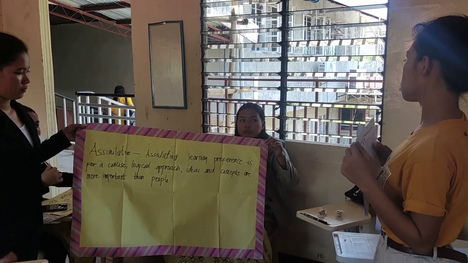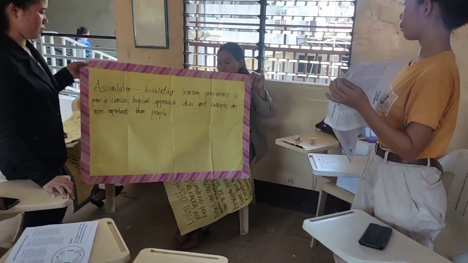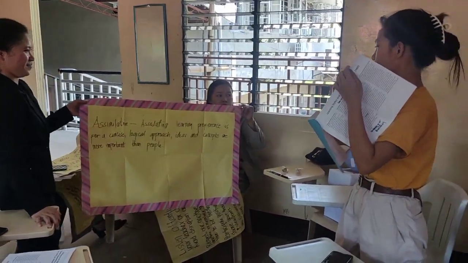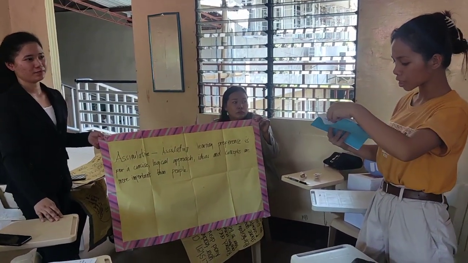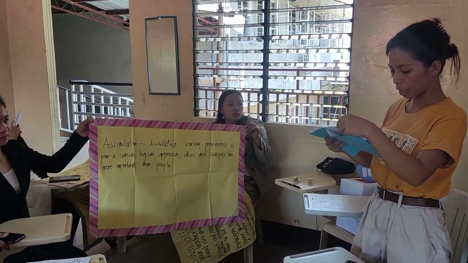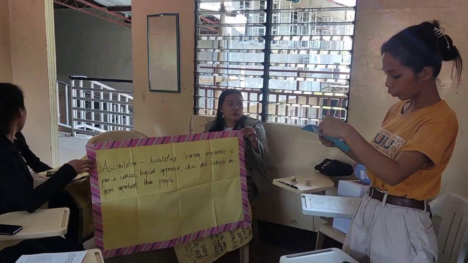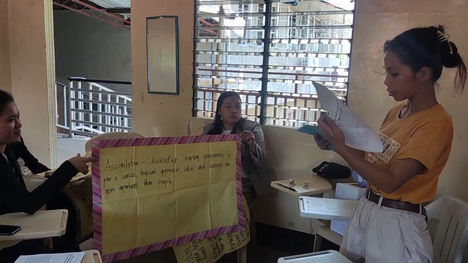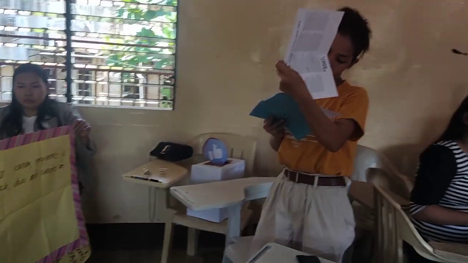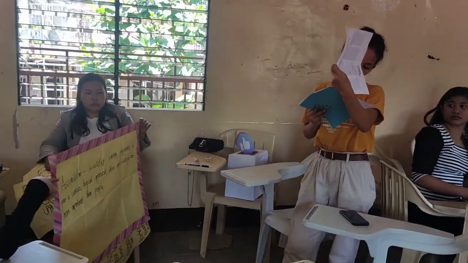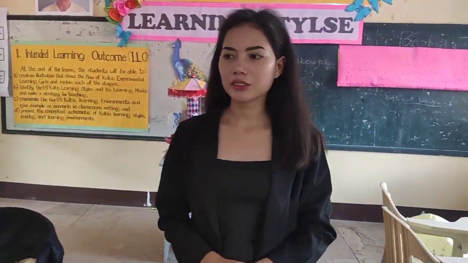So assimilative is selecting learning, with a preference for a concise, logical approach. Ideas and concepts are more important than people. Assimilating learning styles are less focused on people and more interested in ideas and abstract concepts. This learning style is important for effectiveness in information and science careers. So their learning mode is building theoretical models, with less emphasis on people and more on ideas and concepts. That's all. Thank you, group 3, for that wonderful presentation.